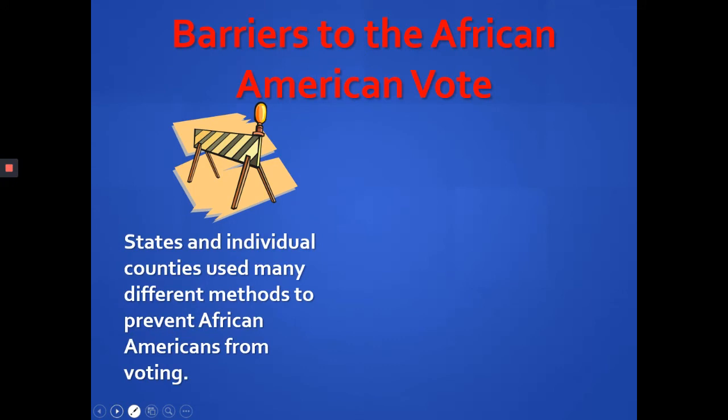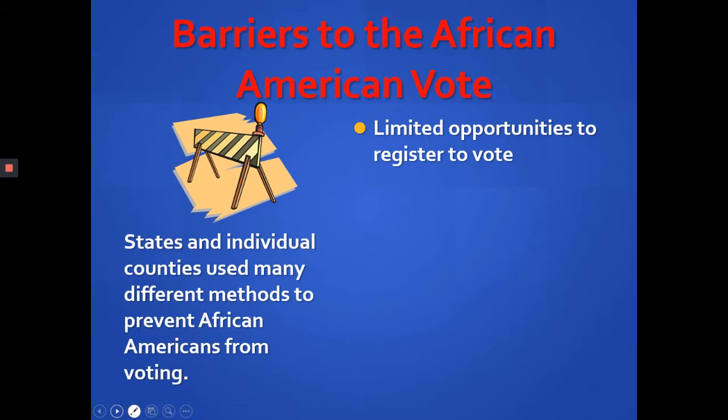So there were barriers set up to the African American vote during the Jim Crow era, and this is something that states and individual counties used. They used different methods to prevent African Americans from voting, and some of these methods include things like limiting the opportunities to register to vote. So it's saying silly things like you can only register to vote on Fridays from 5 to 6 a.m. and that is it. Everyone has to register at that time. That means that not everyone is going to have the opportunity to register.